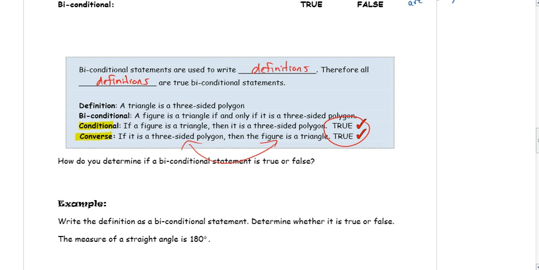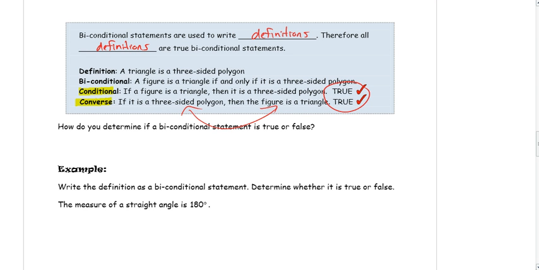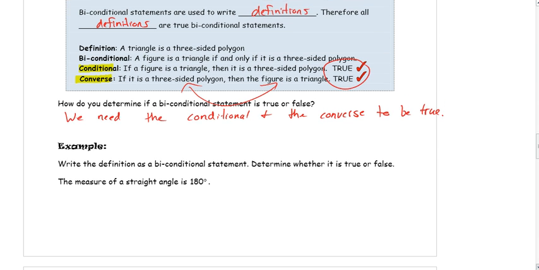If both of these are true, then it is a biconditional, or we can also make it a definition. Again, how do you determine if a biconditional statement is true or false? Well, we need the conditional and the converse to be true. Both parts have to be true. Again, forwards and backwards. Okay, so let's look at another one.